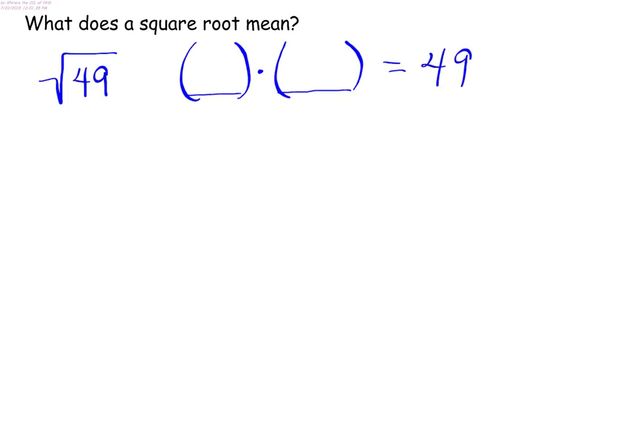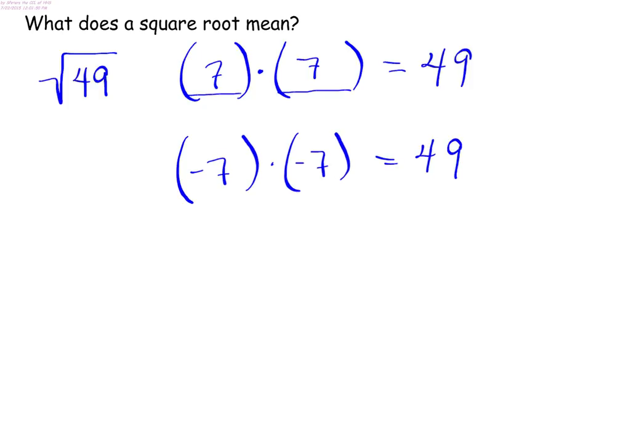You're like, oh yeah, Miss Peters, that's easy. That's 7 and 7. But there's another set too. There's the set of negative 7 times negative 7. That also equals positive 49. So the concept of square root means I have two items that look exactly alike, that when multiplied together give me another number.